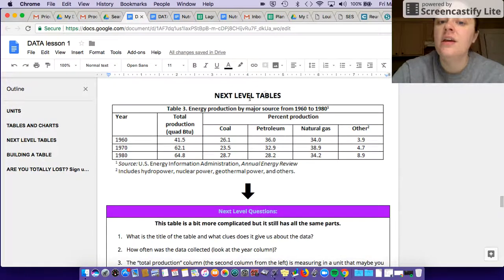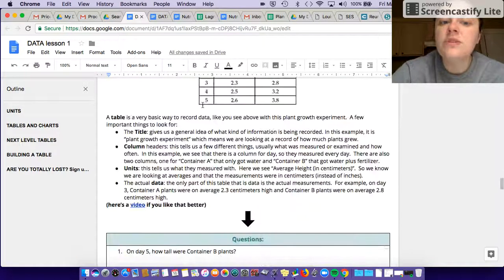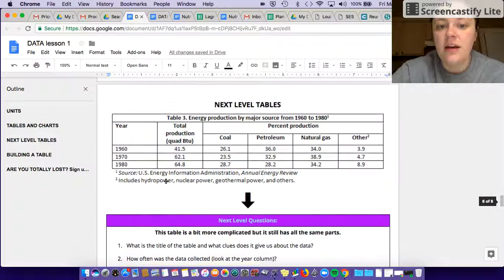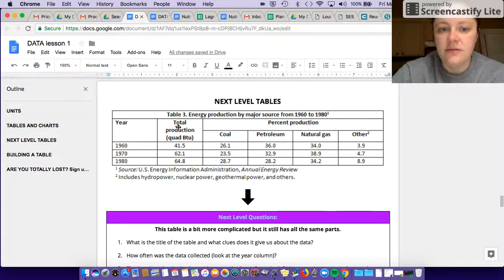All right. And then this is the next level. This is the, okay, we've gotten to the hard stuff. This is a much more complicated table, but the same rules apply as applied up here. It has a title, it has columns, it has units, it has data. All right, title, here are our columns, right? This is measuring different years, the total energy production by type of energy production. All right, and then these actual numbers here are the recorded data.